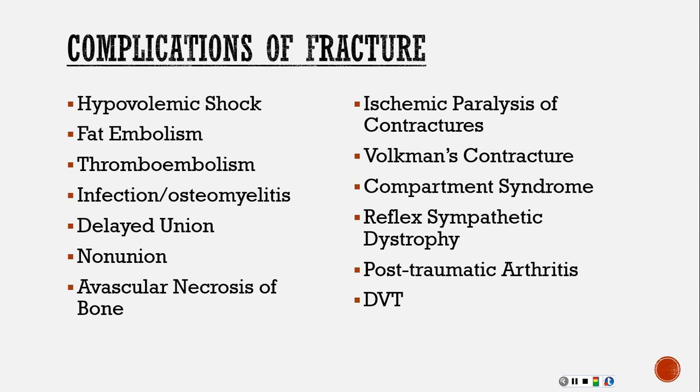All right, avascular necrosis of the bone. What's avascular necrosis? Yeah, when you just don't have blood supply to the bone, and it dies, the tissue dies. Other complications: ischemic paralysis, contractures, Volkmann's contracture, which is another type of contracture, and then compartment syndrome.